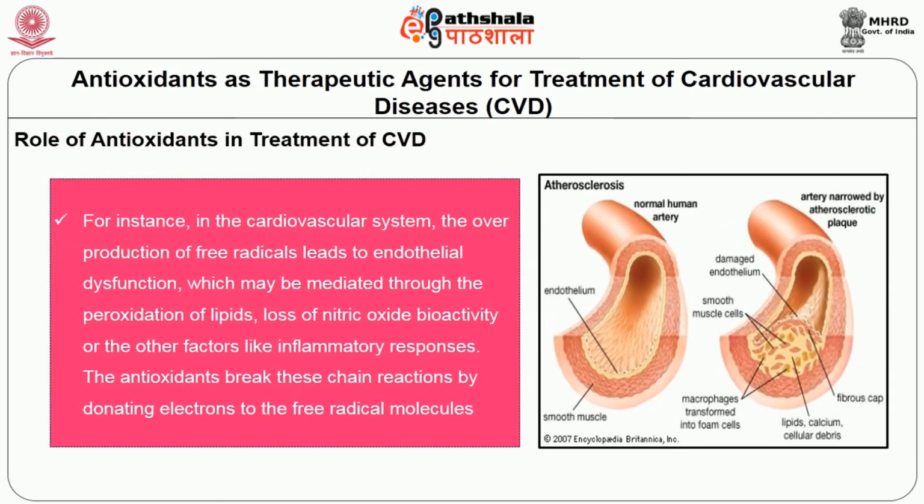For instance, in the cardiovascular system, the overproduction of free radicals leads to endothelial dysfunction, which may be mediated through the peroxidation of lipids, loss of nitric oxide bioactivity, or other factors like inflammatory responses. The antioxidants break these chain reactions by donating electrons to the free radical molecules.